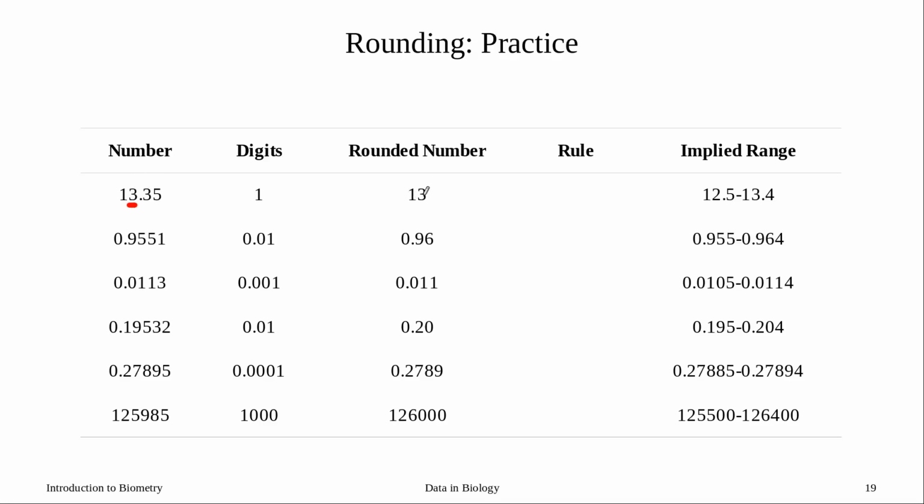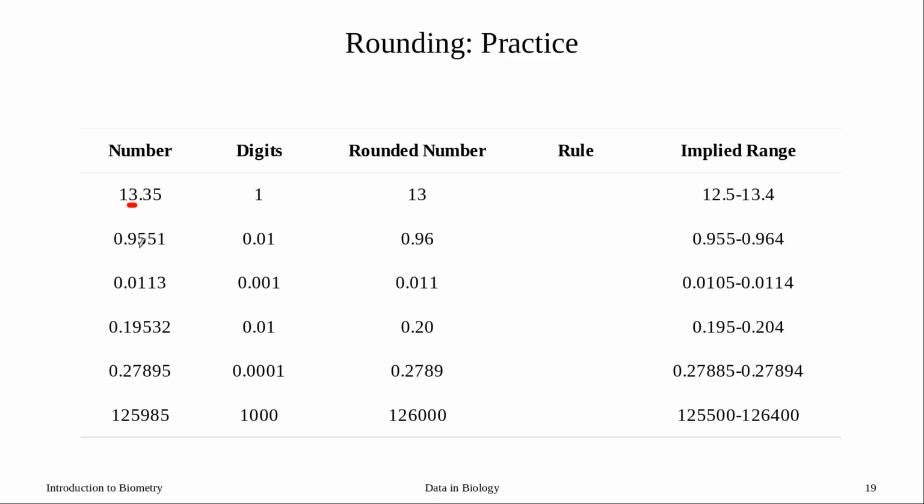The implied range always goes to the next digit. So for our implied range, we're going to keep things easy and say our implied range is 12.5 up to 13.4. So this says any number within 12.5 to 13.4, we're going to round to 13.